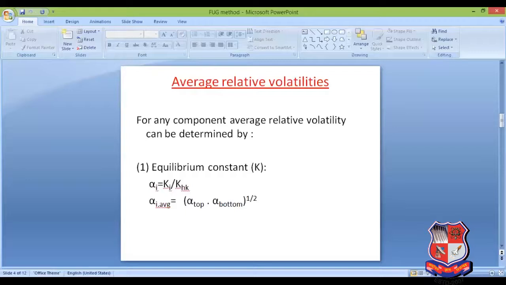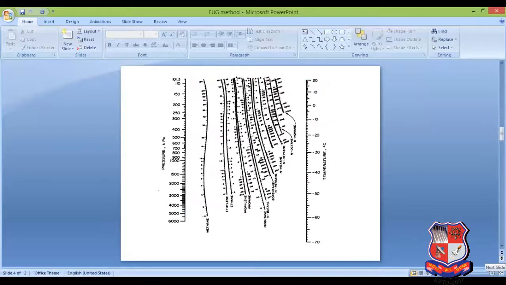So at the top you have to find out alpha, and at the bottom you have to find out alpha at that particular temperature, right? And then you have to find out alpha average for that particular component. See, the formula is the square root of alpha top into alpha bottom. See, this is a geometric mean. So instead of the arithmetic mean, we are using the geometric mean, right? So that is with the help of K.